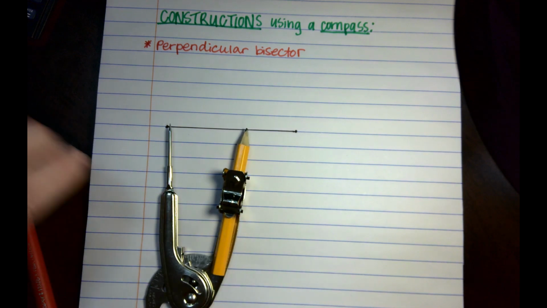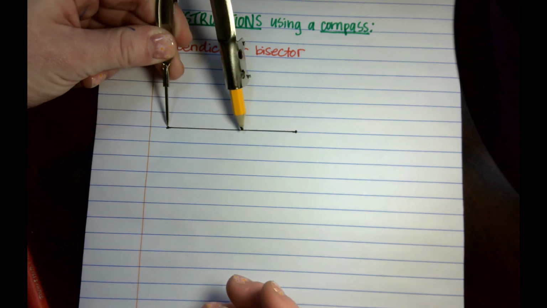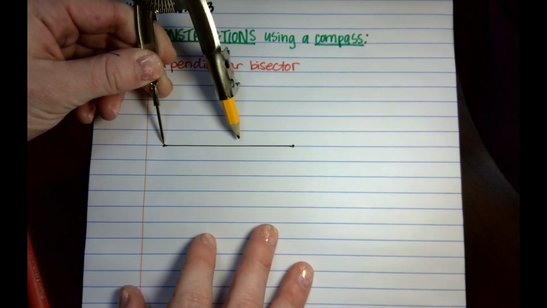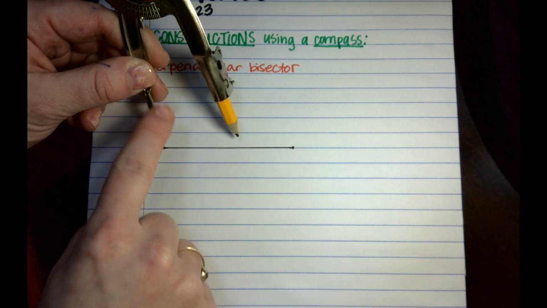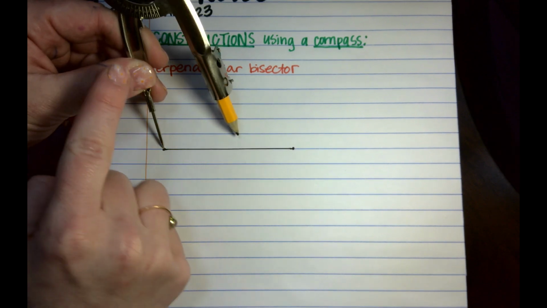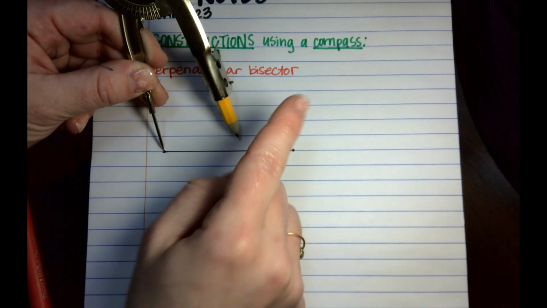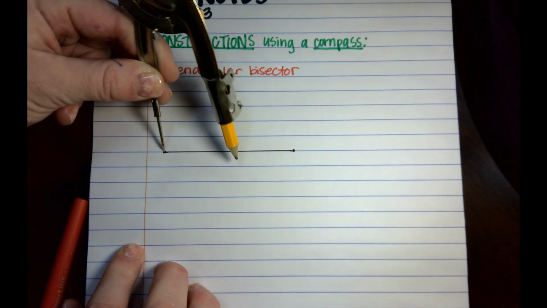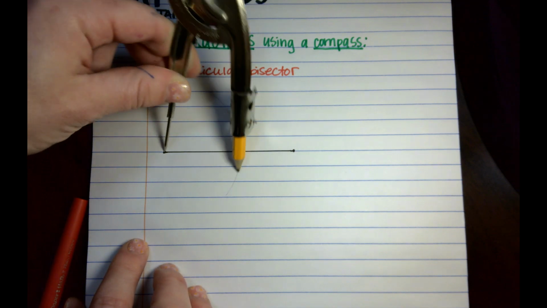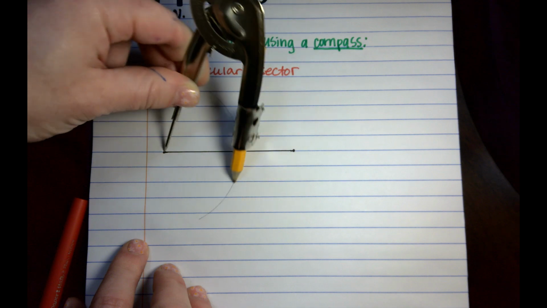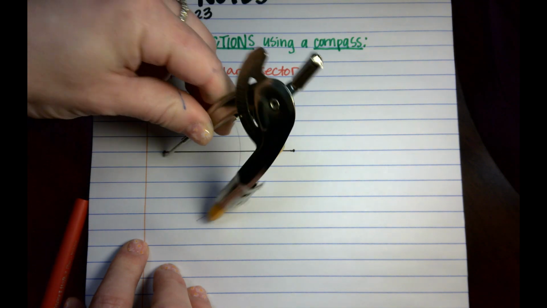And then remind me, what do we do from here? Once we've got it on the point, we open it more than half. Create an arc. Now these are tricky to use. One thing I suggest is to hold it on the pointy end, not the pencil, and just let the pencil lightly make your arc like this. You want to make almost a half circle, like that.